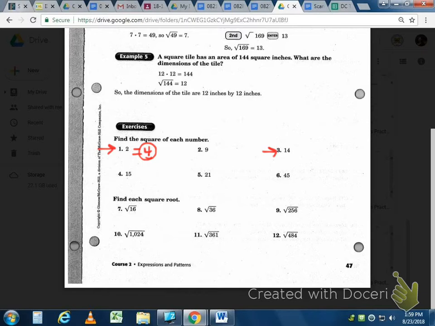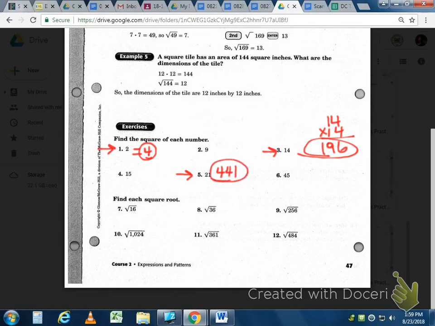Number 3 says square 14. So you've got to take 14 times 14. That's what they want you to do. So you've got to find the square of 14. Emily, what is it? 196. So the square of 14 is 196. Number 5, what's the square of 21? So that means you're going to do what? You're going to multiply 21 times 21, and you get 441. Did anybody else get that?